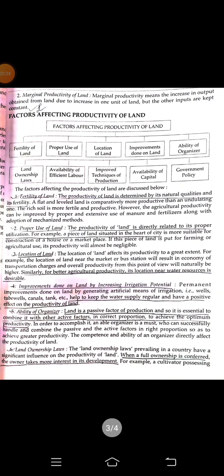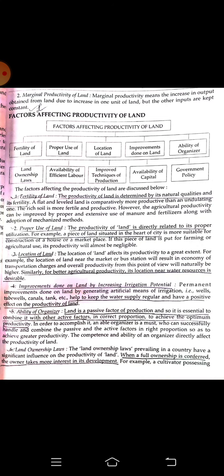Your next subtopic is factors affecting productivity of land. What are the factors that are affecting the production? Fertility of land. As I was telling you, the natural quality of the land is not same in every place. Like in West Bengal, we can cultivate rice, we can cultivate maybe vegetables. But if you go to Darjeeling, it's West Bengal only, but you'll get hills there. So it is a sloping land and it has rocky soils. So you cannot cultivate rice there, but you can cultivate a good amount of tea there. Whereas in our area, tea cannot be cultivated like that.